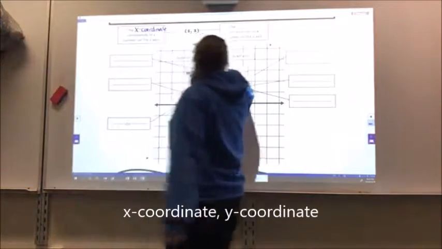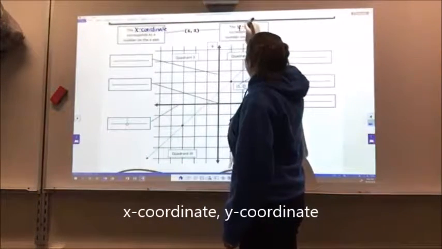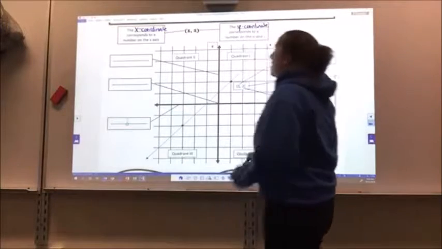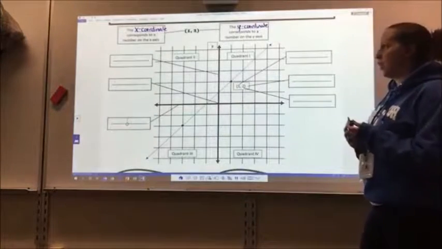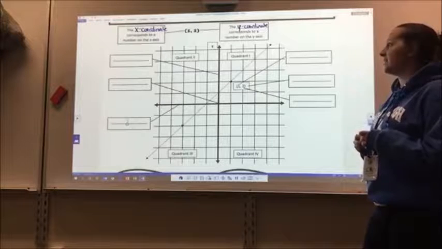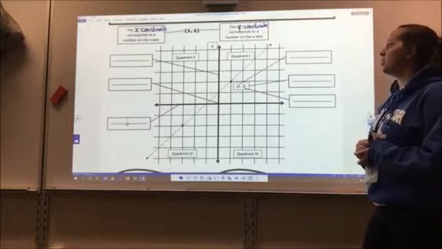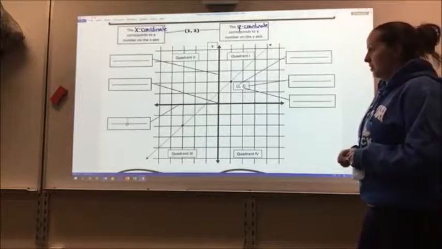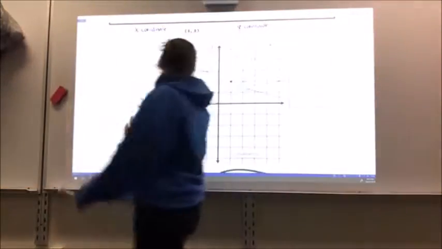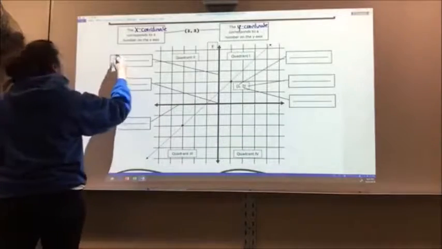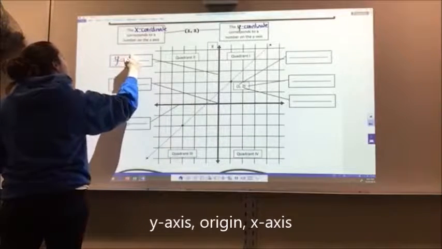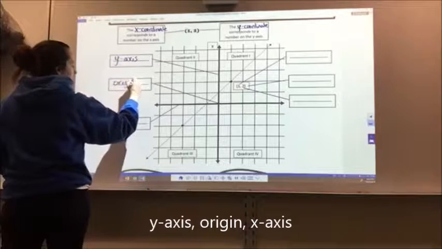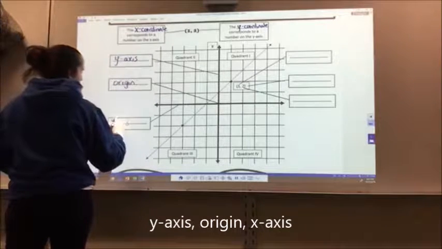And then the one pointing to 2 is the y-coordinate. So the x-coordinate corresponds to the number of the x-axis, and the y-coordinate corresponds to a number on the y-axis. All right, and these three blanks over here, you're going to put y-axis, origin, and x-axis.